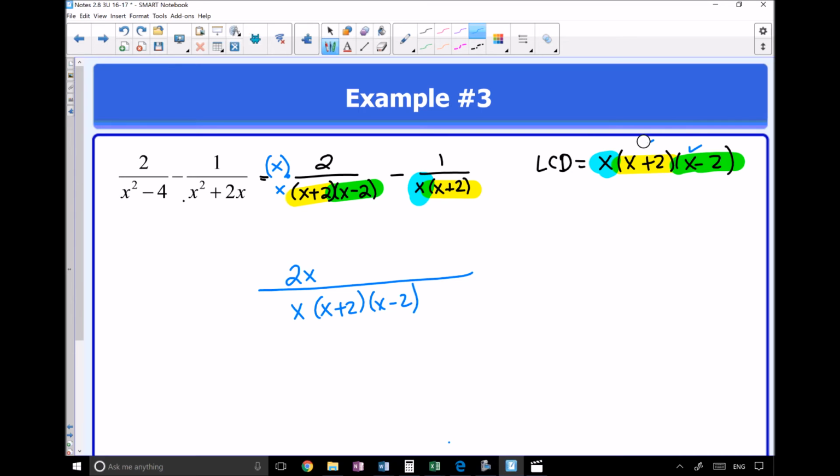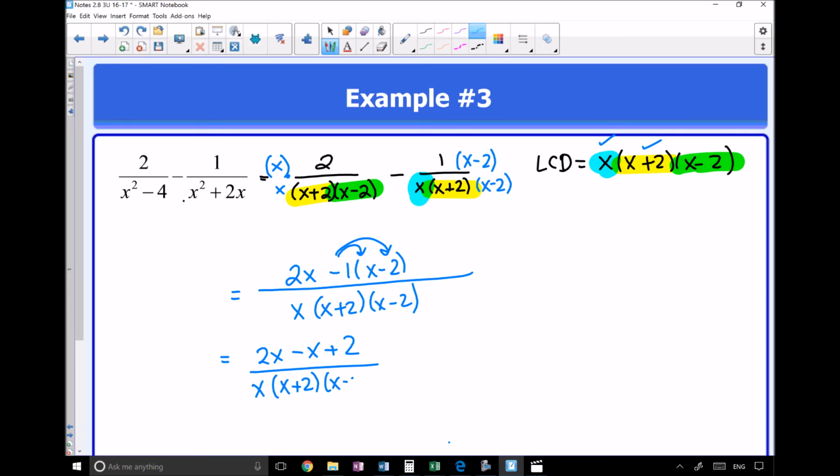Now, looking at my second fraction, I have the x in my denominator, I have the x plus 2 in my denominator, but I don't have the x minus 2. So I'm going to multiply by x minus 2 to get the denominator that I need. So this becomes minus 1, and then in bracket, x minus 2. Okay, now I need to distribute the negative 1 through. So I end up getting 2x, and then negative 1 times x is negative x, and negative 1 times negative 2 is positive 2. All over x times x plus 2 times x minus 2.